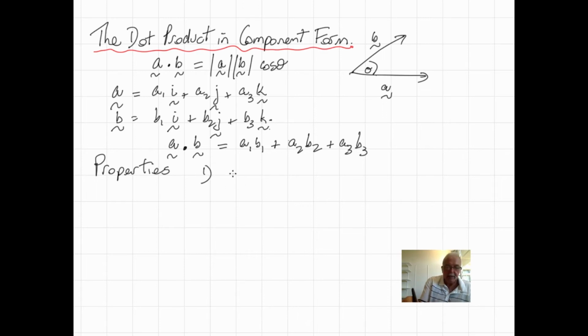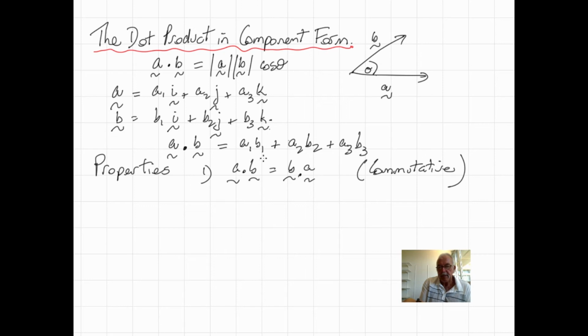First property is that A dot B equals B dot A. We say that's a property called commutative. Commutative means we can do it in any order. So hopefully up here you can see that B1 A1, and here you'll have B2 A2 and B3 A3. They'll be the same as A1 B1, A2 B2 and A3 B3. So that's a property that holds true.